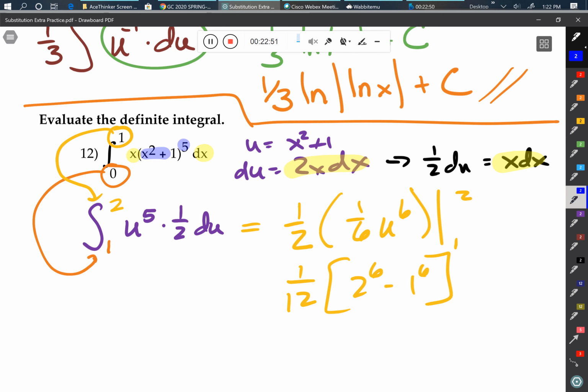Let's see, I don't know 2 to the 6th offhand, so I'm going to have to think about that one. 2 to the 6th is 2 times 2 is 4, times 2 is 8, times 2 is 16, times 2 is 32, times 2 is 64. So 64 minus 1 is 63. So I get 63 twelfths. And so my value of my integral is 63 twelfths.